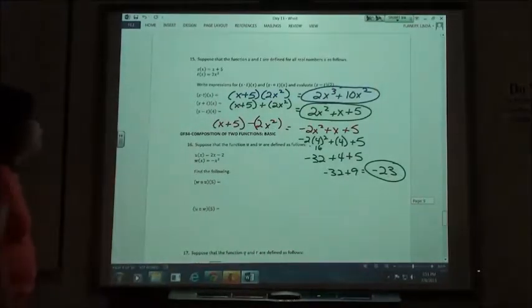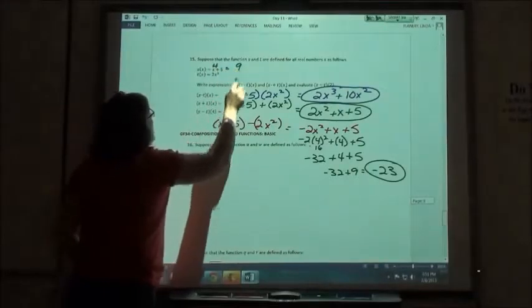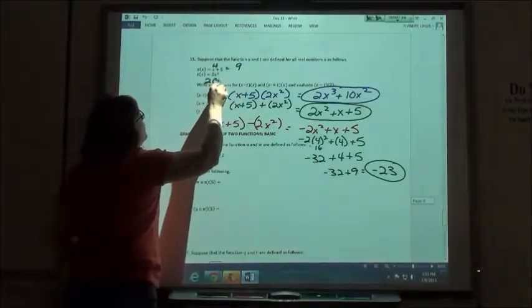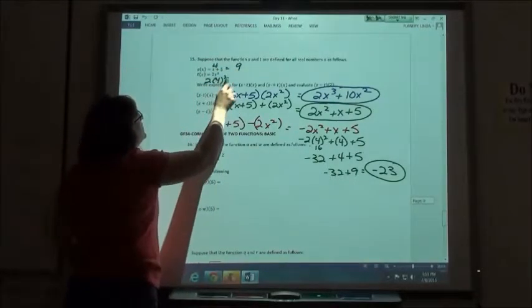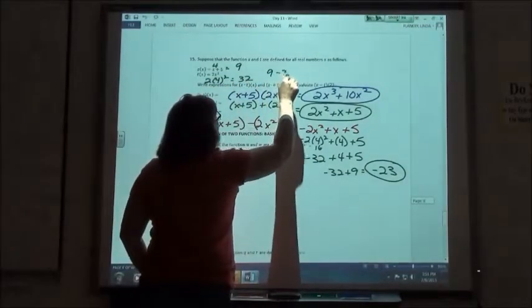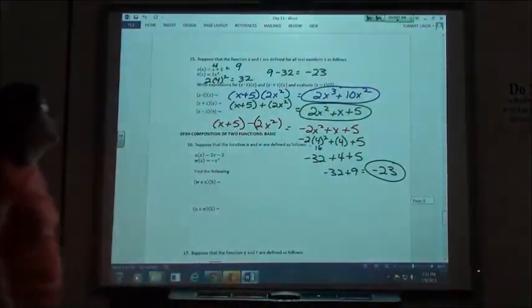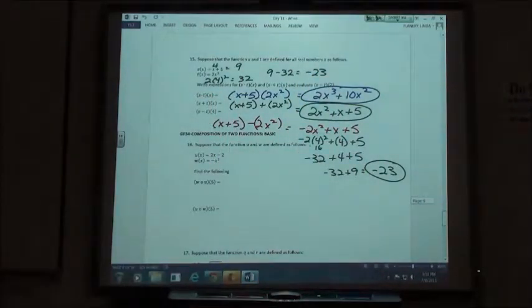And again, if I wanted to double check that, I could put those in here. 4 plus 5 is 9. 2 times 4 squared would be 16 times 2, which is 32. 9 minus 32 gives me the same number I got down there, so I know that I did it correctly.